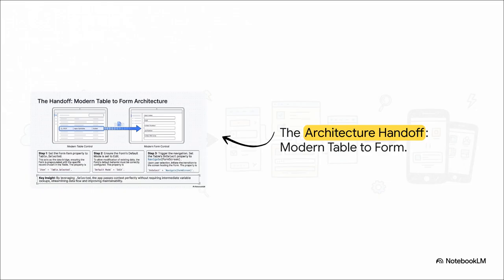Second, you make sure the form's default mode is correctly configured to edit. And third, you trigger the transition by setting the table's onSelect property to navigate to your form screen. It's clean, it's maintainable, and it bridges your controls perfectly.